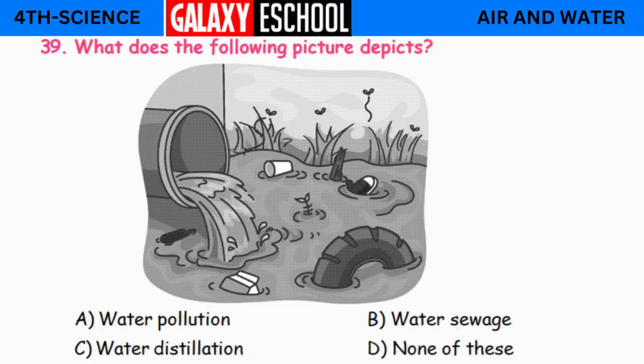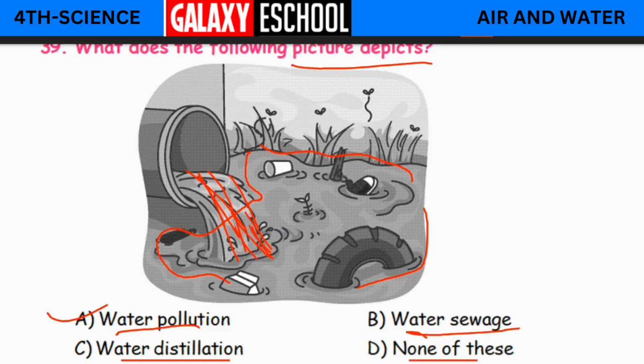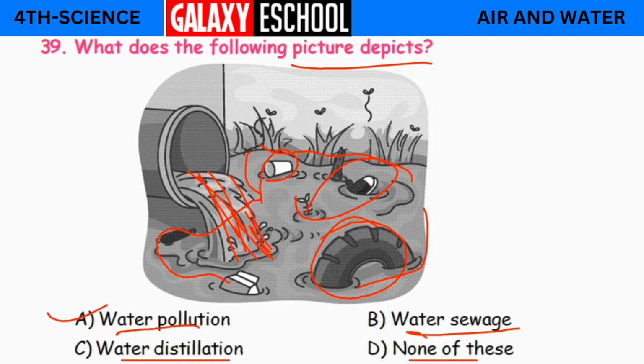39th question, children. What does the following picture depict? Either it's water pollution, water sewage, or water distillation, or none of these. So what is the answer, children? It is water pollution. You can see this is a water body, maybe a river, a lake, or a pond. You can see all the waste from the industries and domestic use mixed up in this water, and some plastic things thrown into the water. So all this is going to cause water pollution. That is why A is the correct answer.